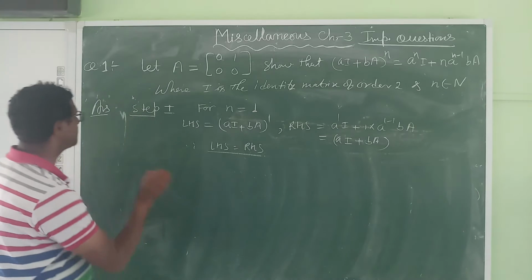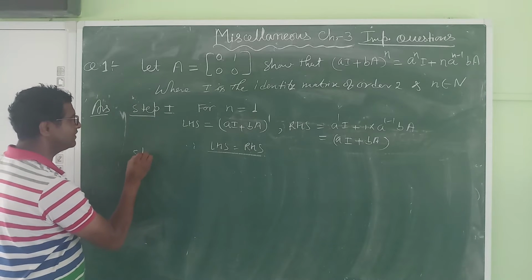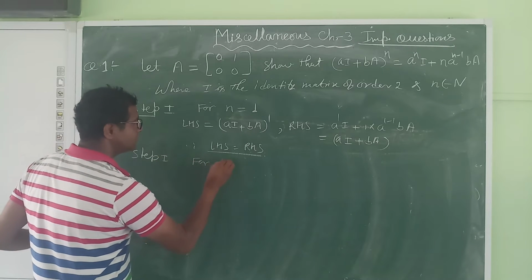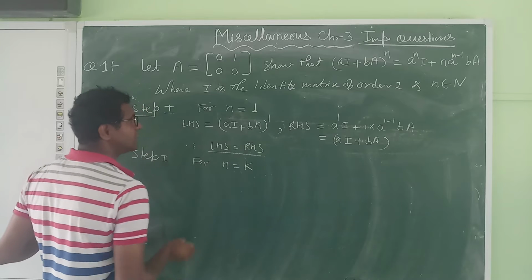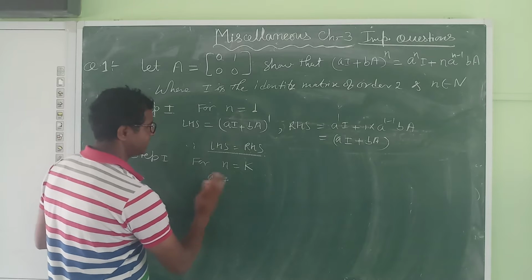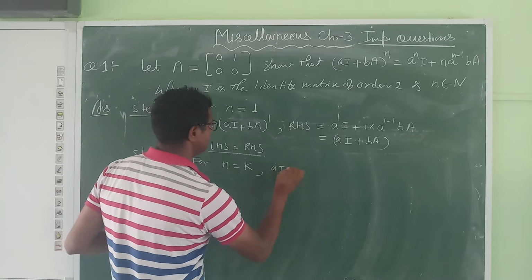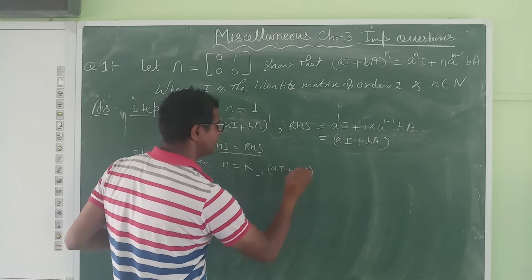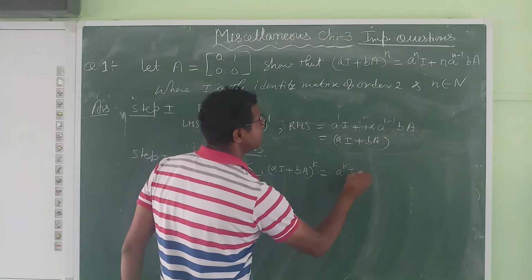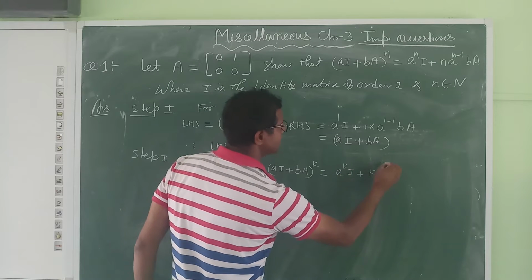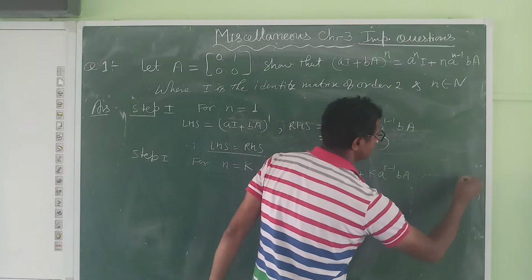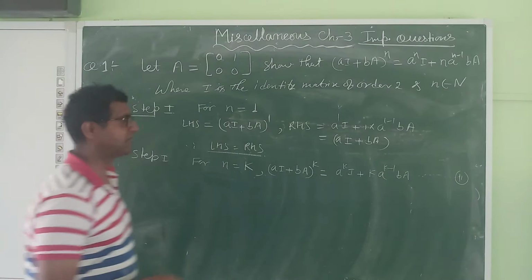So, second step we can write by the reference of step number first. For n equal to, let us suppose the general value of n is k, (aI + bA) whole power k equals a^k I plus k a^(k-1) bA. This is your first equation. This is also very important, and this is the helping equation as well.